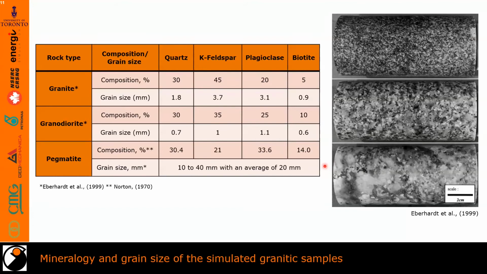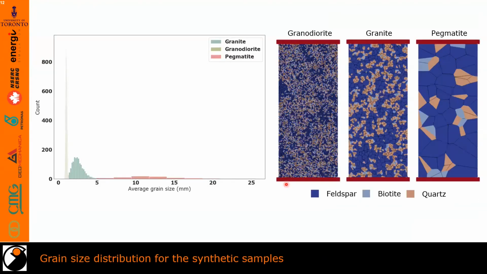These samples were taken from the Atomic Energy of Canada Underground Research Laboratory by Eric Eberhard. This table shows the mineralogical composition and the grain size distribution for the different minerals. This plot on the left shows the grain size distribution for the three synthetic models. These distributions were generated using a log-normal random distribution with different mean grain diameters and standard deviations. Those on the right are cartoons of the synthetic models used in the study. As you see, we took into consideration that some feldspar grains are larger than the biotite and quartz in the model.